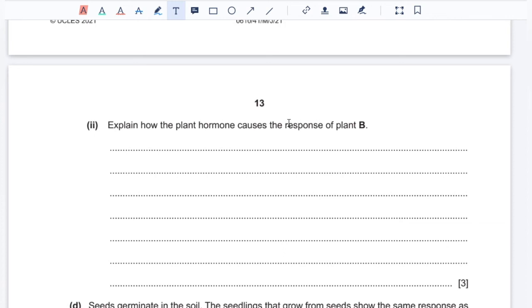So I'd start by stating how auxin is made by cells in the tips of the shoot, and then it diffuses away from the tip. In this experiment, because of gravity, auxin will collect on the lower side of the stem, and this stimulates cell elongation. As a result, the plant bends upwards or away from the gravity.